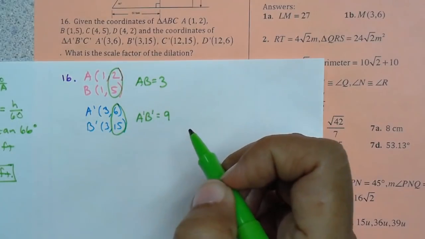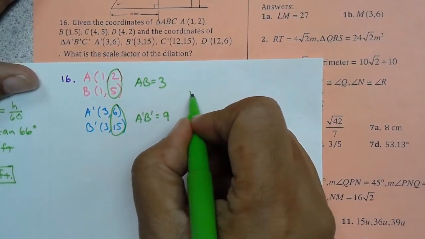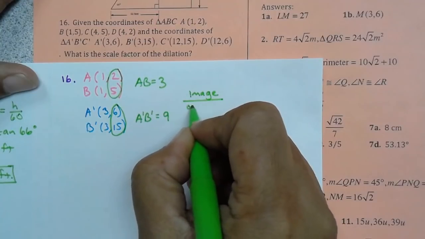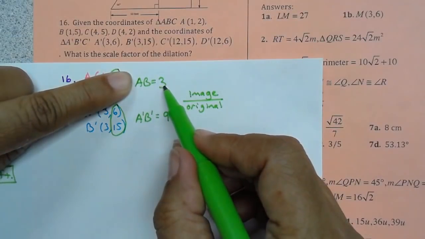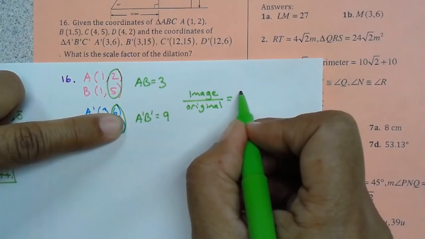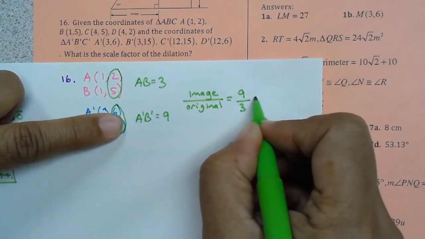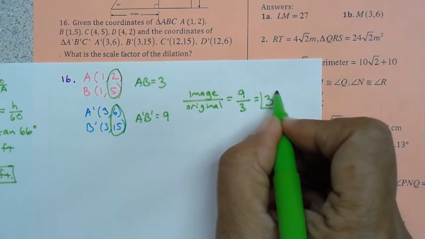Now if you remember how to find the scale factor, it's taking your image and dividing it by your original length. Now this is my original and this is my image. So it's 9 over 3, which gets me 3. So this has a scale factor of 3.